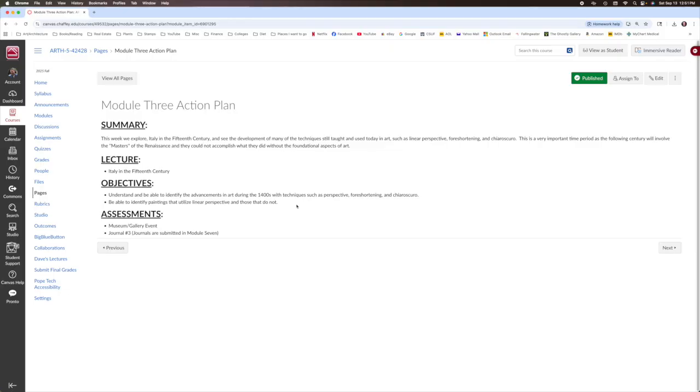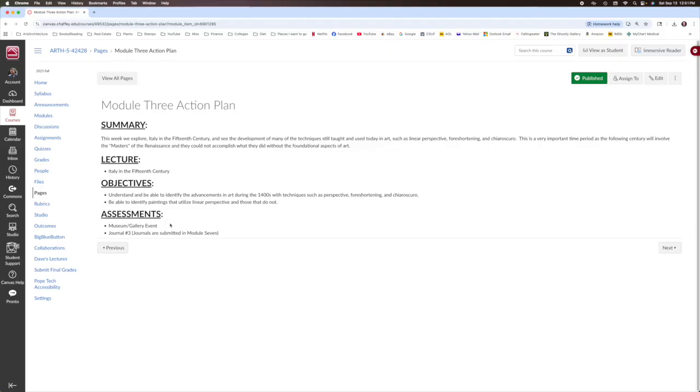And also we want to make sure we're able to identify artworks that utilize linear perspective, as well as seeing some artworks that don't utilize linear perspective. We're going to learn about that technique in the lecture, but it's the idea of creating three-dimensional space on a two-dimensional artwork, and it's a mathematical formula. So we're actually going to practice that in our journal this week.